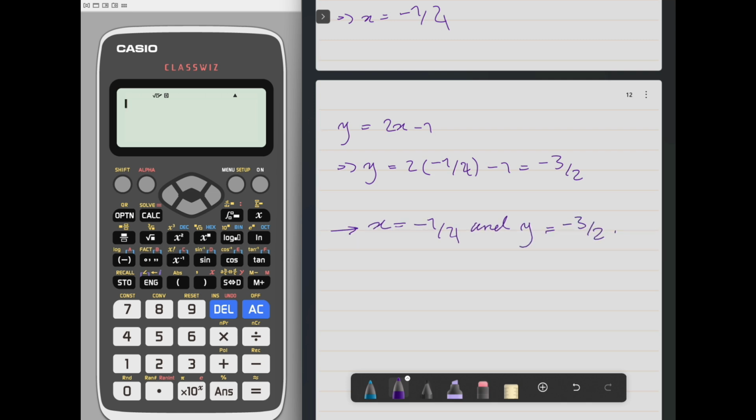And guys, this is whatever you needed to know for the equations in Pure Mathematics 1. And this is it for the first part of chapter 3.